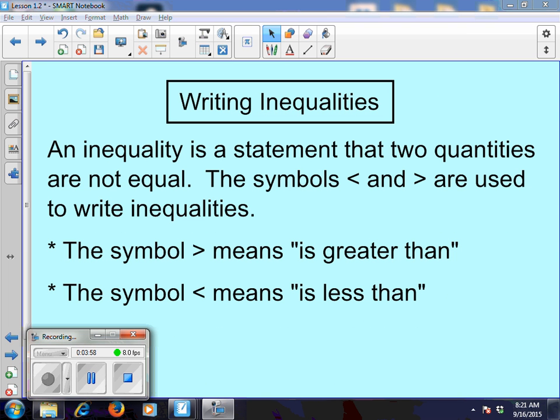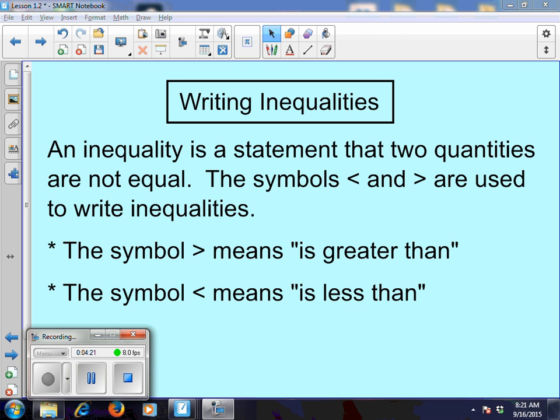When we're talking about numbers that are greater than and less than one another, we're talking about inequalities. An inequality is a statement that two quantities are not equal. The symbols in front of you are used to write inequalities. So take a look. Both symbols show either greater than or less than.